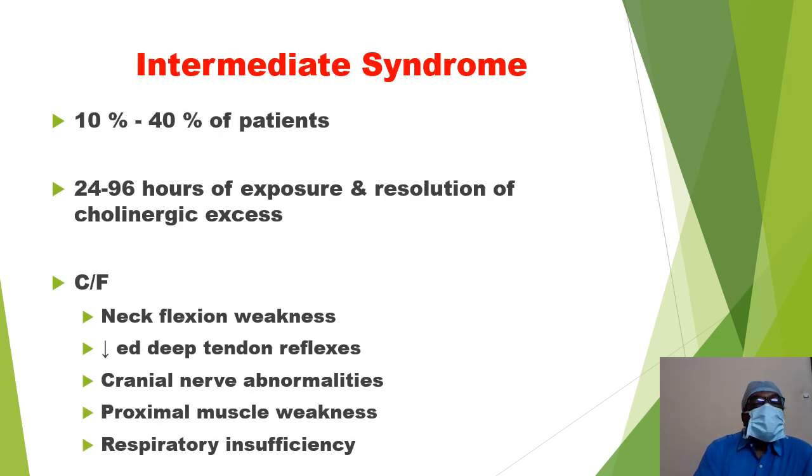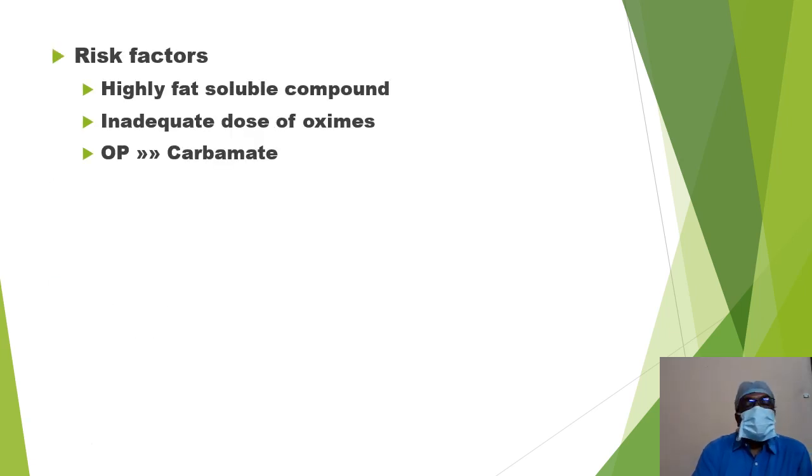Coming to intermediate syndrome, it is seen in 10 to 40% of the patients. At 24 to 96 hours after exposure and resolution of cholinergic excess, this intermediate syndrome can appear. The clinical features include neck flexion weakness, decreased deep tendon reflexes, cranial nerve abnormalities, proximal muscle weakness, and respiratory insufficiency. The risk factors for intermediate syndrome are mainly usage of highly fat soluble compounds or inadequate dose of oximes, and this intermediate syndrome is more commonly seen with organophosphorus compared to carbamate.